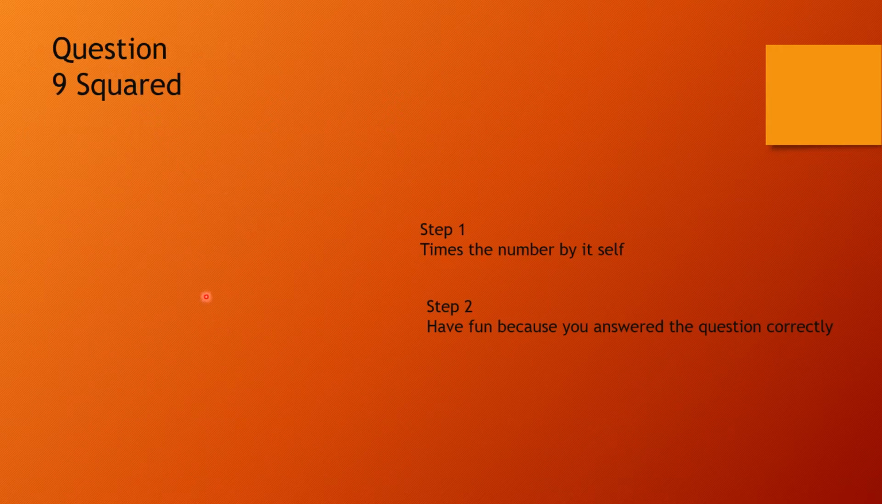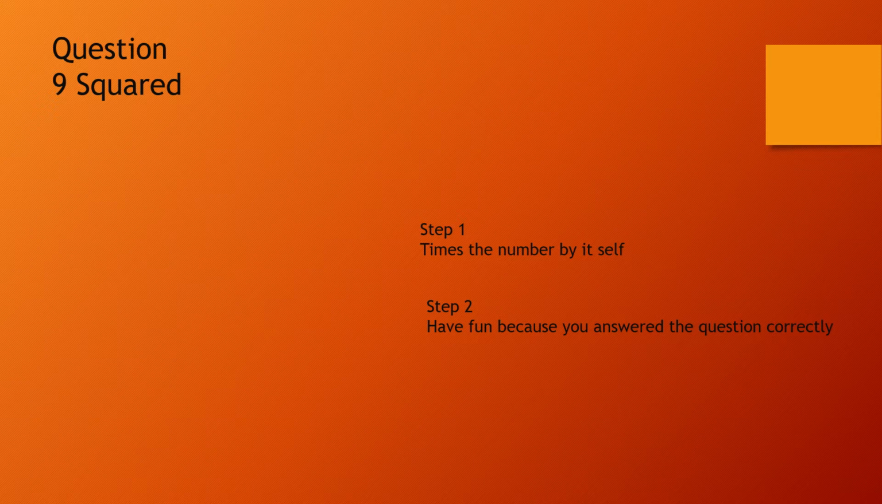Let's move on to some questions. Question: 9 squared. Step 1. Times the number by itself. Okay, times 9 by itself. That is 81. Then it says, have fun because you answered the question correctly.